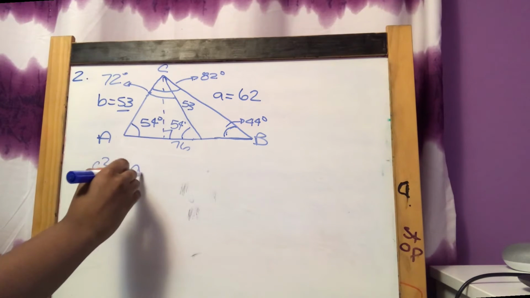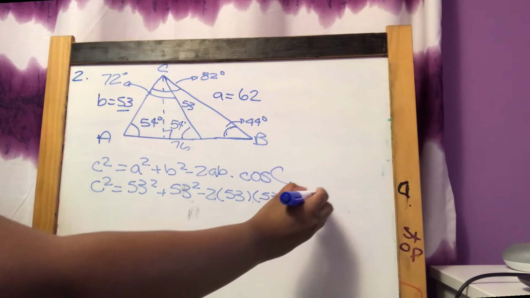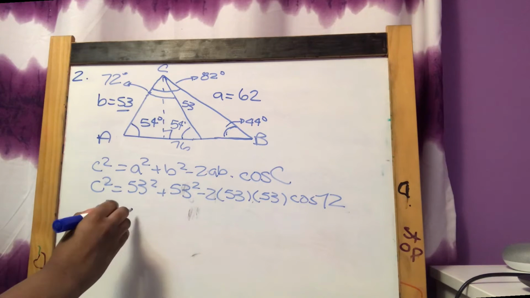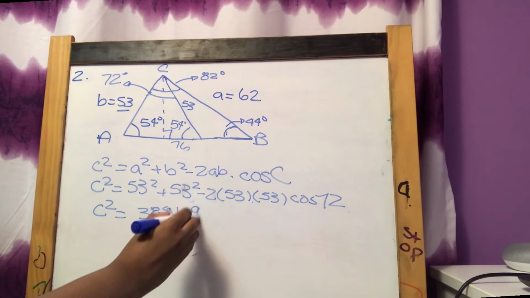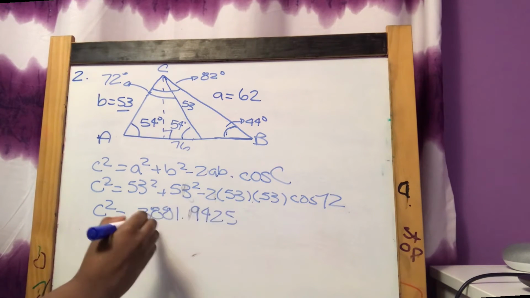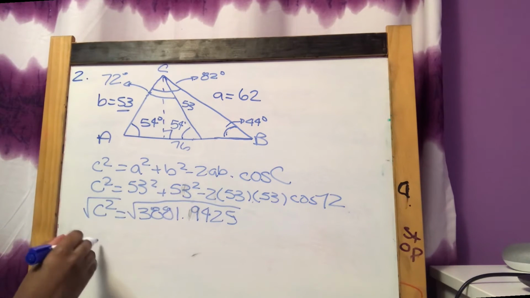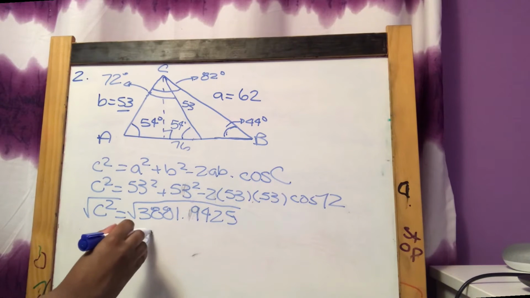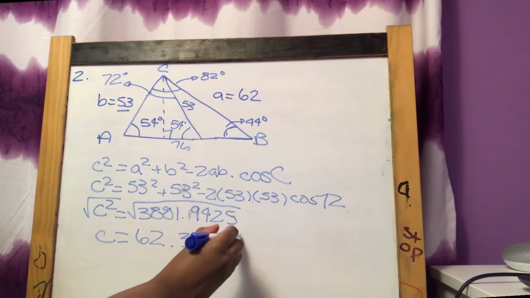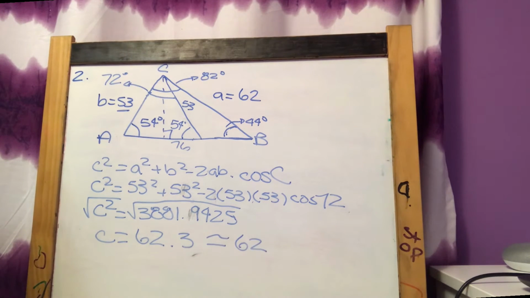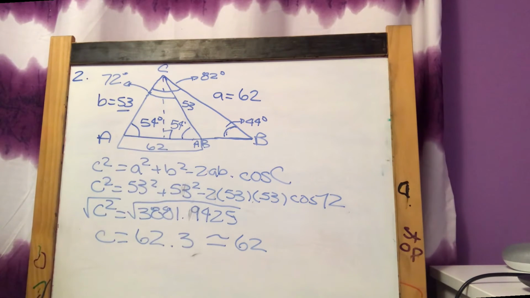So I decided to use cosine law to determine the side length, since I already have angle C. I decided to take advantage of that and make it easy to find the side length across from it, or opposite from it, as I should say. And so C squared equals 3,881.9425, and then I square rooted that to get C by itself. And so C equals 62.3, but then I rounded it and said 62. So I have the side length for the bottom of the isosceles triangle.